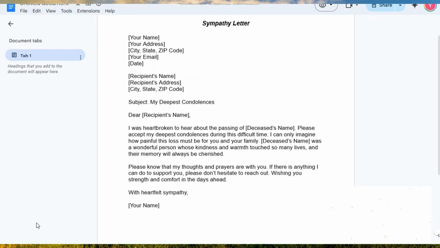Here's our sample sympathy letter. See how it conveys heartfelt condolences, offers support, and expresses care during a difficult time. By following this format step by step, you can write a thoughtful and compassionate message that provides comfort to the recipient. This letter helps you show empathy, acknowledge their loss, and let them know they are not alone.